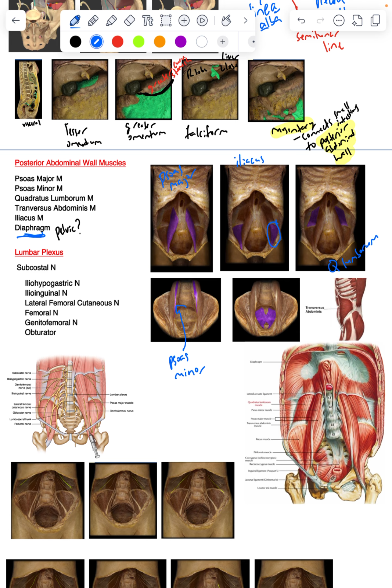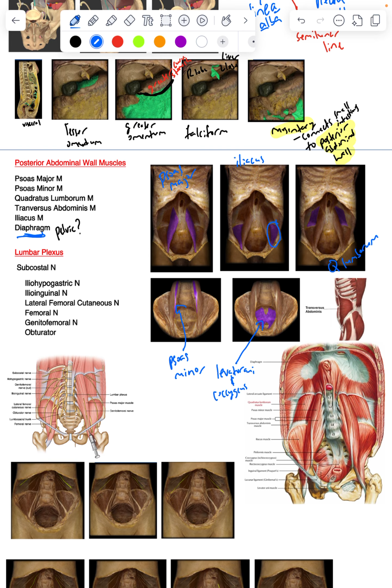She didn't specify. I'm assuming this is the pelvic diaphragm. So it would just be the stuff all the way on the bottom. Again, those aren't specified, but it's your levator ani and your coccygeus muscles. But she'll probably just pin the bottom and be like, what is this? And it's just pelvic diaphragm.